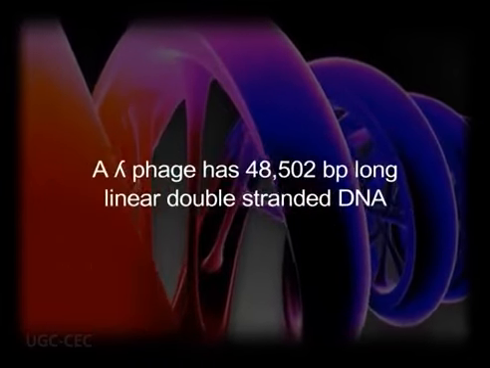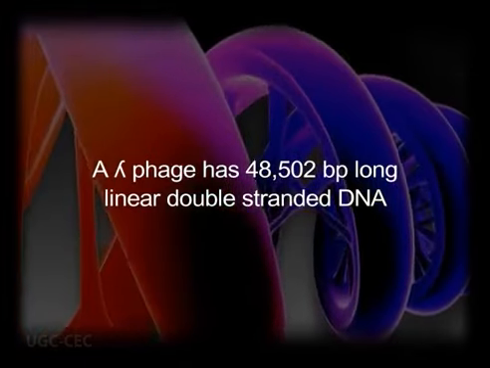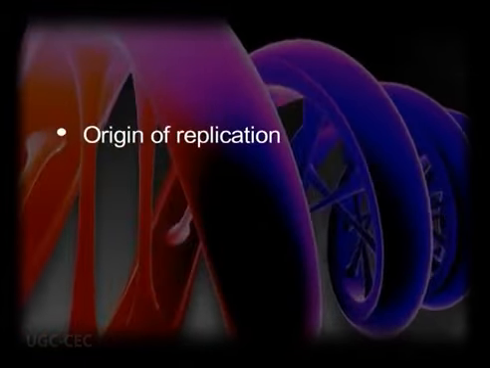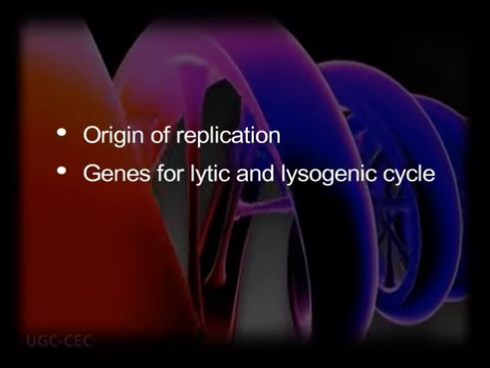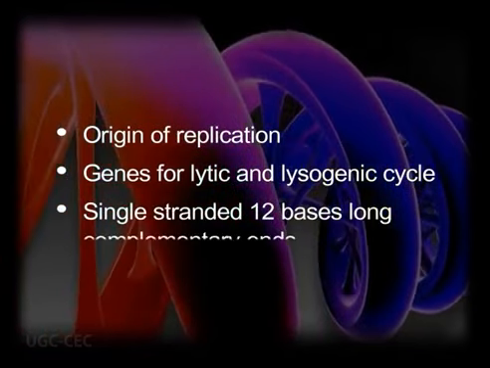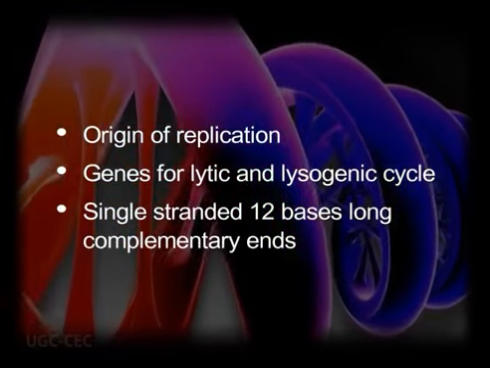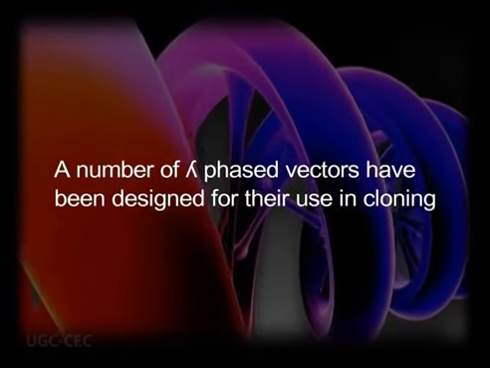Lambda phage has a 48,502 base pair long linear double-stranded DNA. It contains an origin of replication, genes for the lytic and lysogenic cycle, and single-stranded 12 bases long complementary ends, which are cohesive ends on each side. These are called cos sites. A number of lambda-based vectors have been designed for use in cloning.